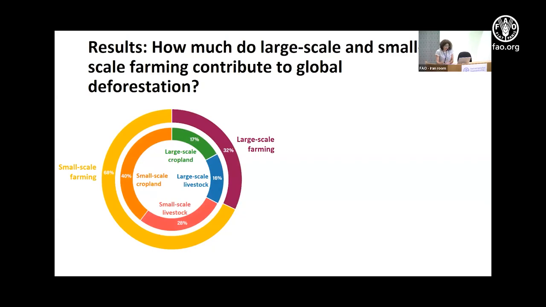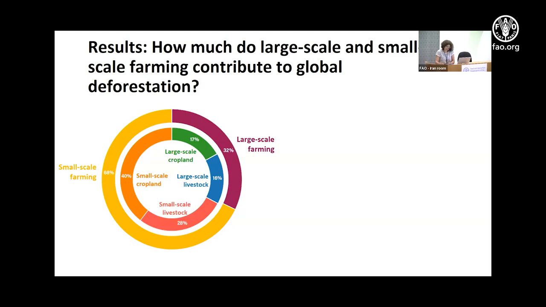First, what we know is that during the period 2000 to 2018, most of the conversion of forest to cropland or grassland occurred in the context of small-scale farming. Small-scale farming accounted for 68% of the conversion of forest to agricultural land. Of this 68%, 40% was linked to small-scale cropland and 28% to small-scale livestock.